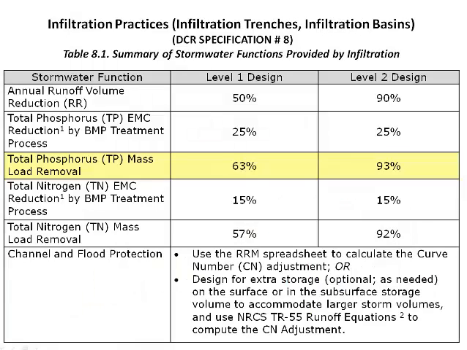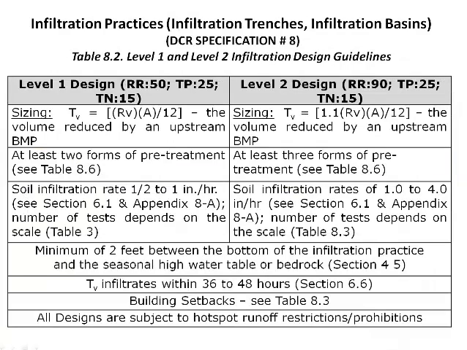Table 8.1 gives the summary of stormwater functions provided by infiltration practices. You will notice that infiltration practices achieve a high degree of runoff volume reduction as well as nutrient removal. Hydrologic soil group A or B soils provide greatest recharge and infiltration rates. They are therefore considered as primary locations for infiltration practices. These devices are ideal to treat runoff from medium and highly impervious sites.